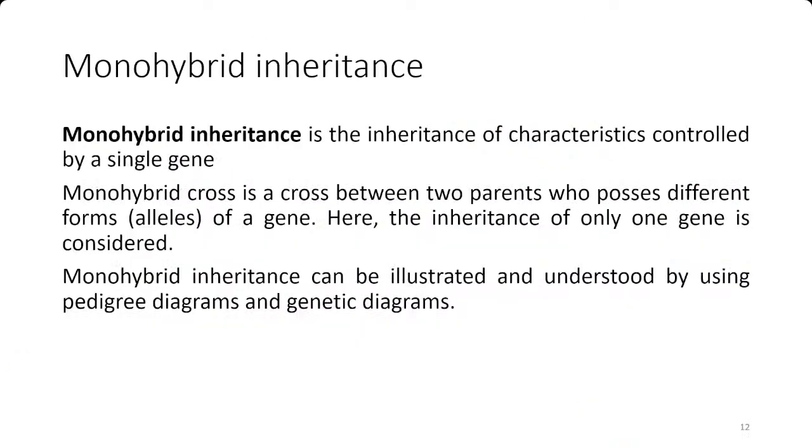Then monohybrid inheritance is the inheritance of characteristics controlled by a single gene. A monohybrid cross is a cross between two parents who possess different forms of a gene. Here the inheritance of only one gene is considered. Monohybrid inheritance can be illustrated and understood by using pedigree diagrams and genetic diagrams.